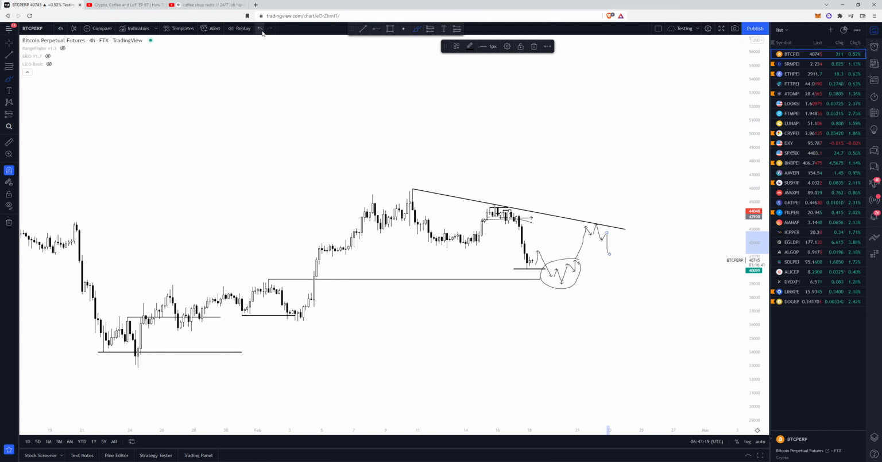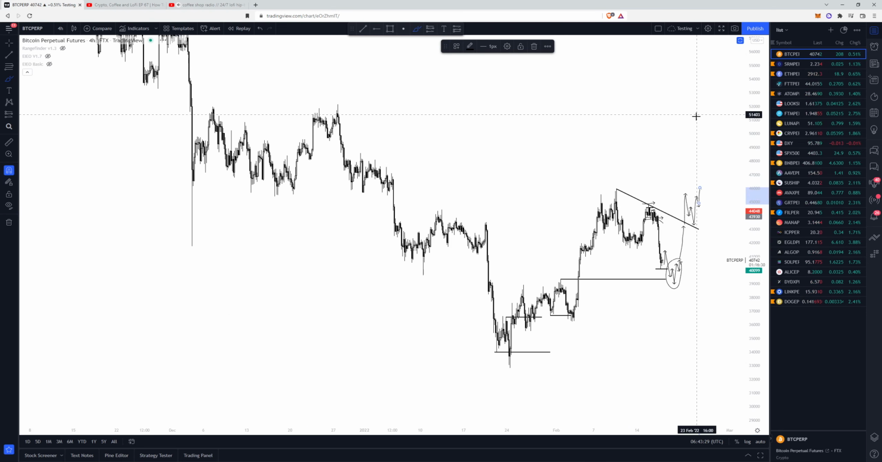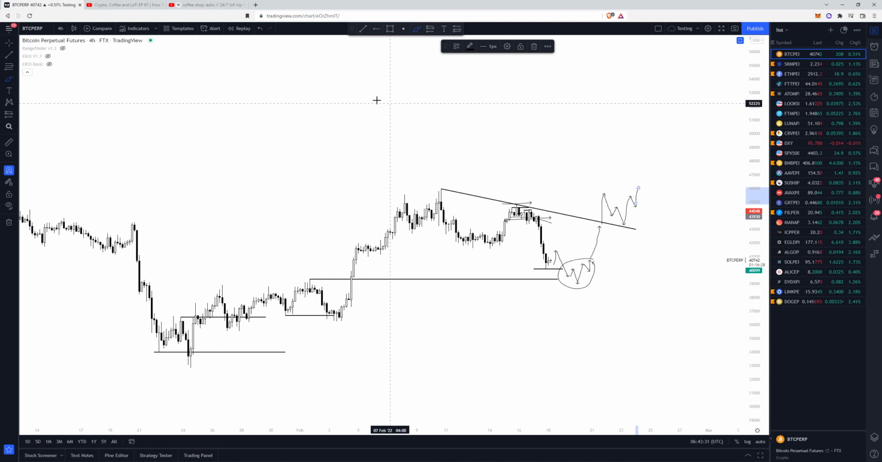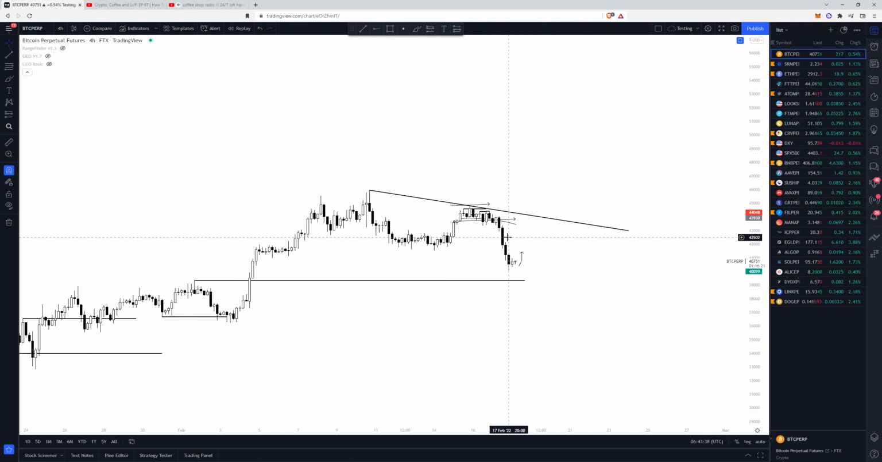All right. If we reaccumulate there, break up above this resistance and then reaccumulate again, then I would say, okay, now we can head up into 60K. But I don't think that's likely. So you can see we've had that big daily structure break. We have all the distribution up at these highs. That's going to be difficult to break above.